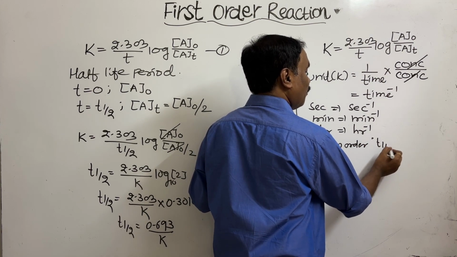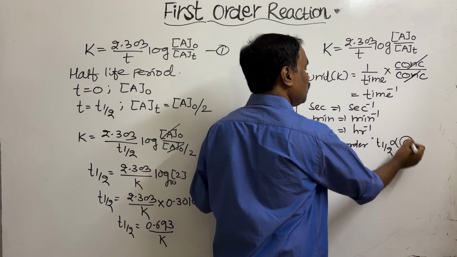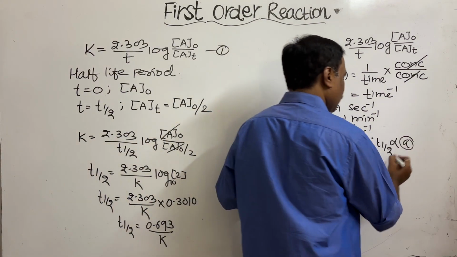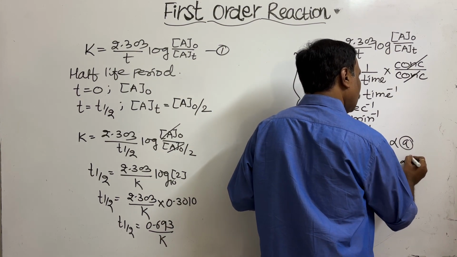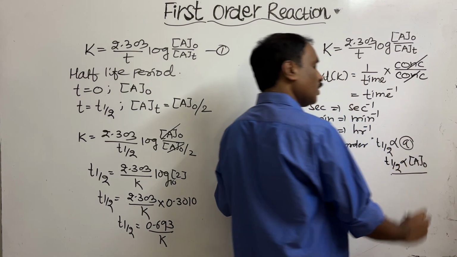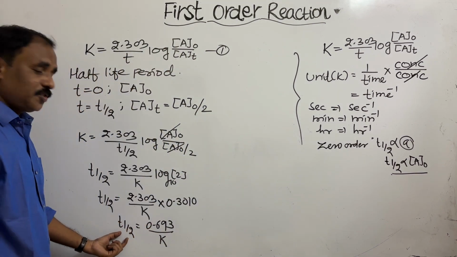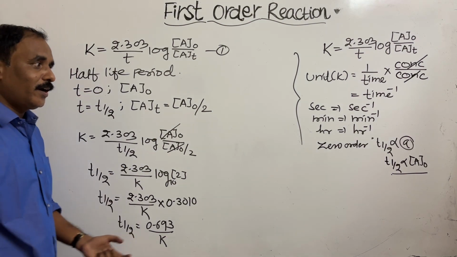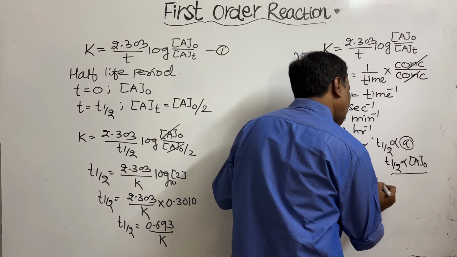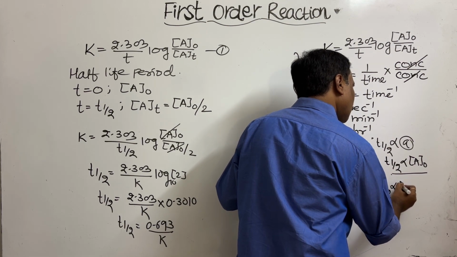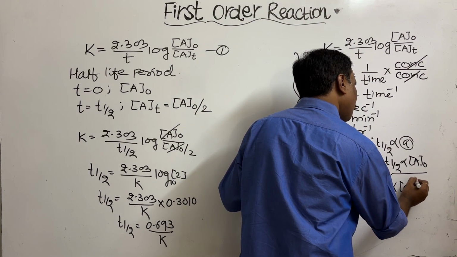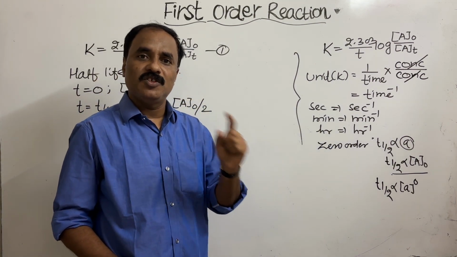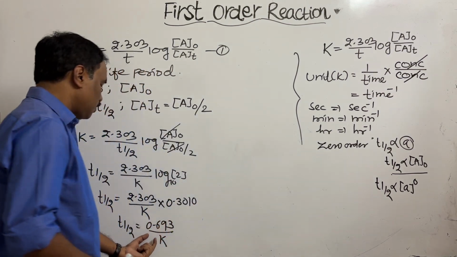we have seen t half is directly proportional to initial concentration of reacting molecule, isn't it? So t half is directly proportional to initial concentration of reacting molecule. In case of first order kinetics, here t half, the half-life period, is independent of concentration of what? Reacting molecule. यहाँ पर t half is directly proportional to concentration of A to the power 0, and we know that anything to the power 0 is 1, and it is independent of concentration of reacting molecule.